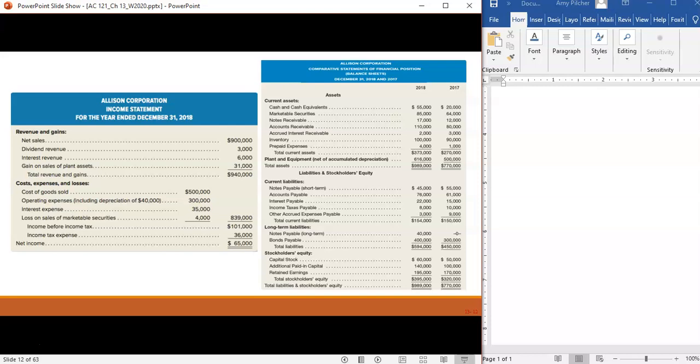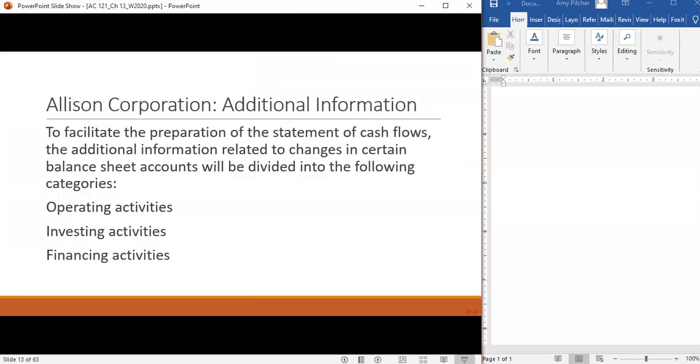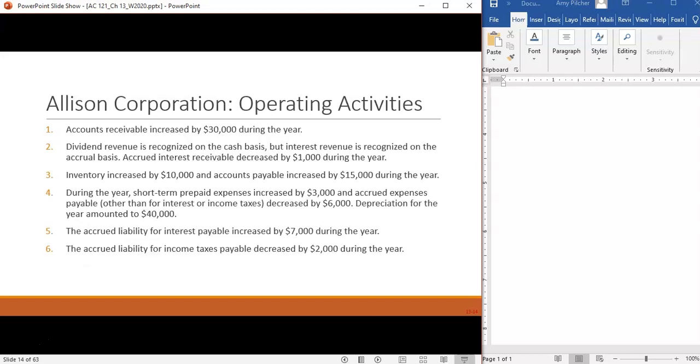What we need to do with our statement of cash flows is explain why our cash increased $35,000. So we're going to look at each section: operating activities, investing activities, and financing activities. For the operating activities section, we need some other information. So we're going to see that on the balance sheet, our accounts receivable increased by $30,000 during the year. That means that we didn't receive cash from sales.